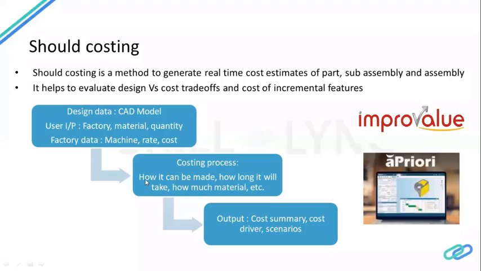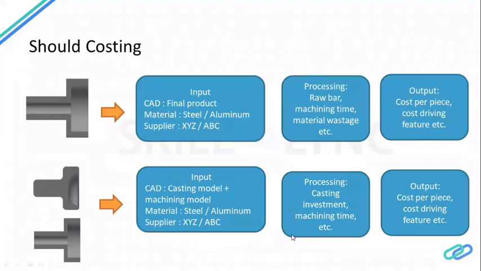It estimates how that part can be made, how long it will take to manufacture, how much material will be used, and how much cost will be incurred. Finally, you get the output: how much is the cost of that part, what are the cost drivers, and what are the different scenarios. Let's look at one example.